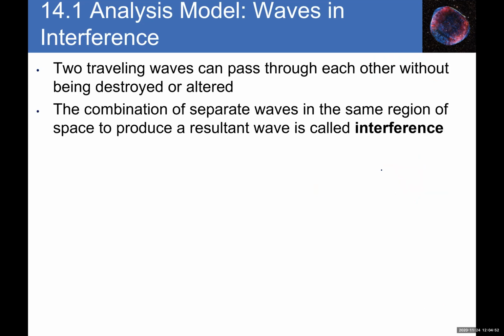All right, so that's kind of what we have. Two traveling waves can pass through each other without being destroyed or altered. That means the original wave is still there after they go through one another. So this combination of separate waves in the same region of space to produce a resultant wave is what we call interference. And this is very unique to waves. Only waves can interfere in a way that they can overlap. As I mentioned, the particles, for example, can't. All right, so here I'm going to try to show you a simulation that demonstrates this.